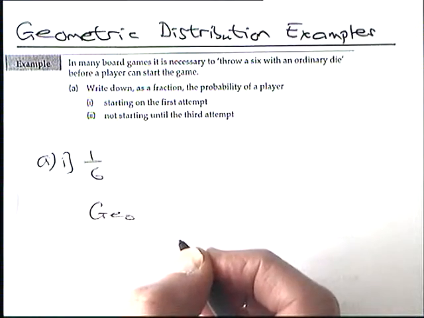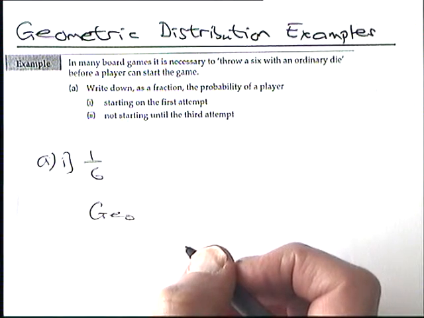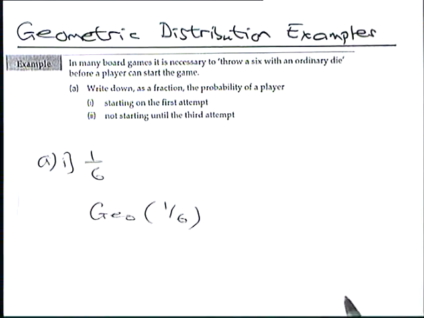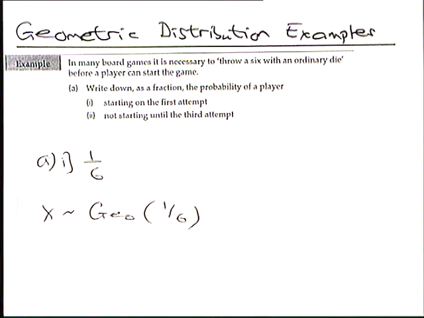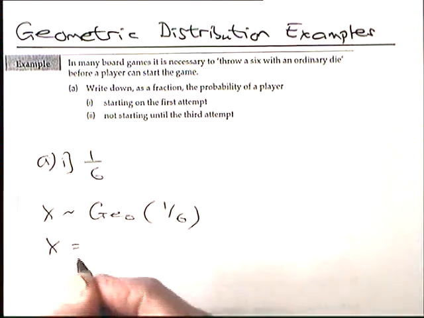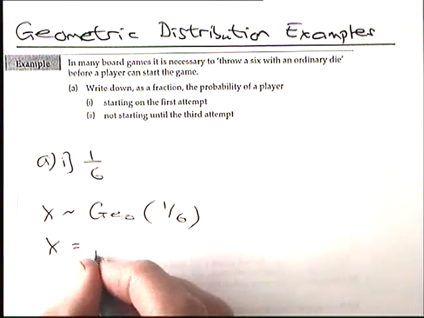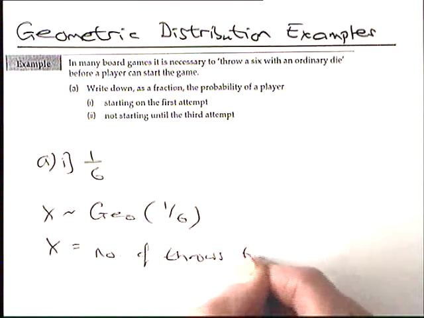Okay. What is the parameter? 1/6, yeah. Okay, because that's our success probability. And let's say X then follows the geometric distribution. What is X measuring? X is the what? Number of throws you have to do to get a 6. Yeah, it's the number of throws to get.